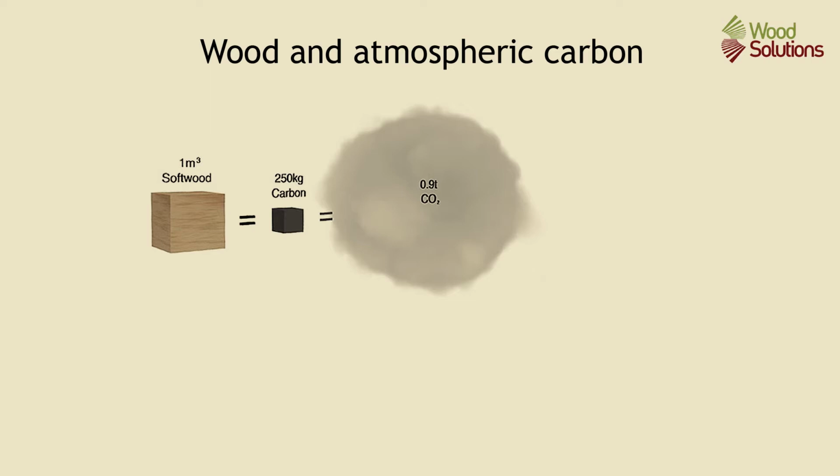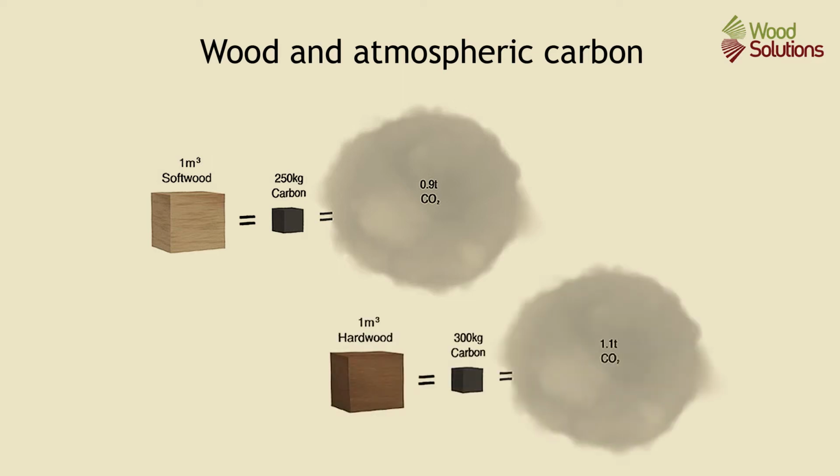A cubic metre of seasoned softwood sequesters about 250 kilograms of atmospheric carbon, or about 0.9 tonne of carbon dioxide. A cubic metre of denser seasoned hardwood sequesters about 300 kilograms of atmospheric carbon, or more for harder and denser species. This equals about 1.1 tonne of carbon dioxide.